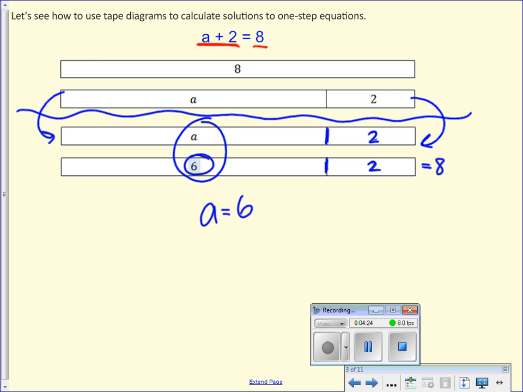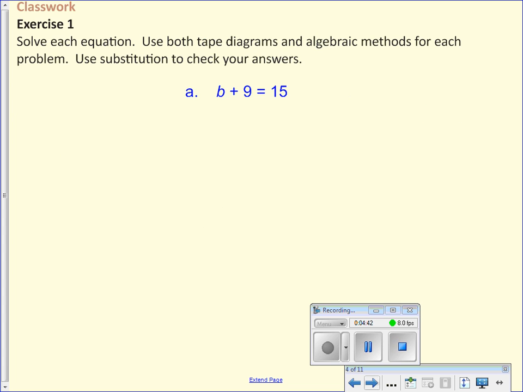So does everybody see where that came from? I took my 8 and I broke my 8 into 2 and 6. So if I chop those off, what am I left with? A equals 6. Yeah. So let's try some together.